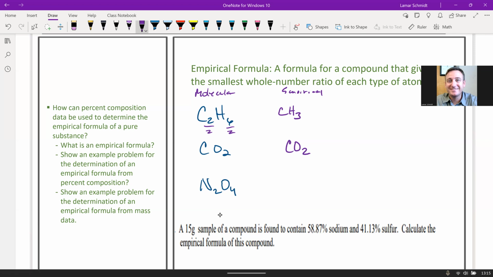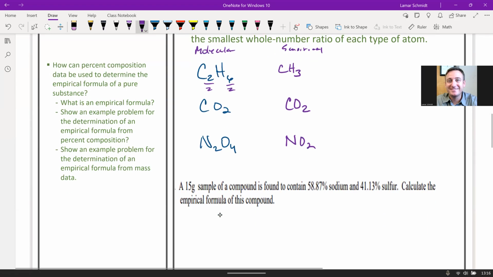And then last we have, this should be too easy for you by now, N2O4. Can we reduce N2O4? What can it be reduced to? NO2. And so N2O4 is the molecular formula, but its empirical formula is what? NO2. That's it. Did that go over what an empirical formula was? Not only by definition, but in practicality, you should be able to identify, and you should also be able to write the empirical formula when given the molecular formula.